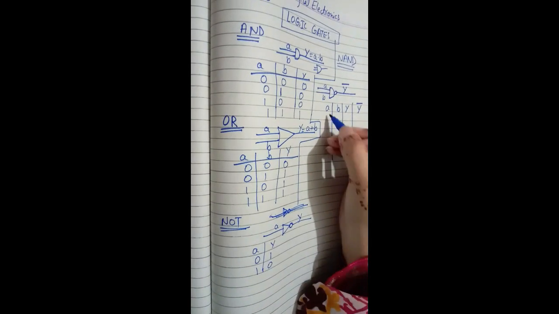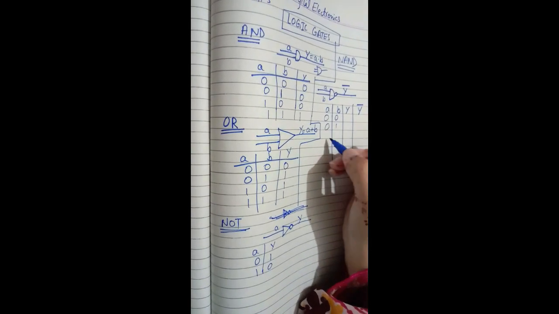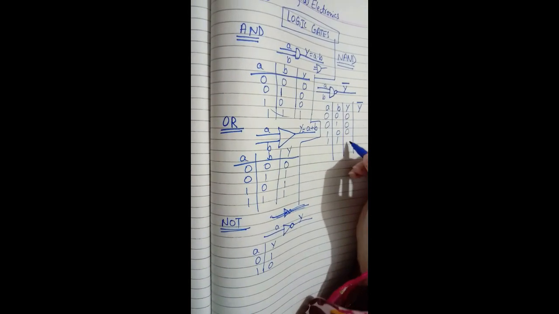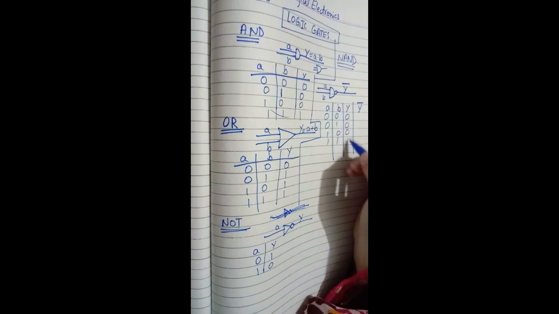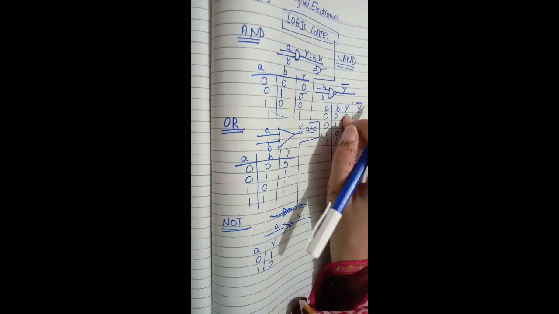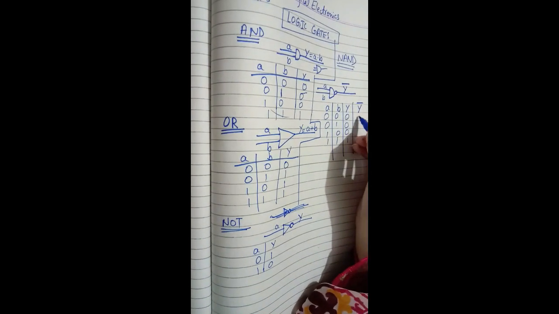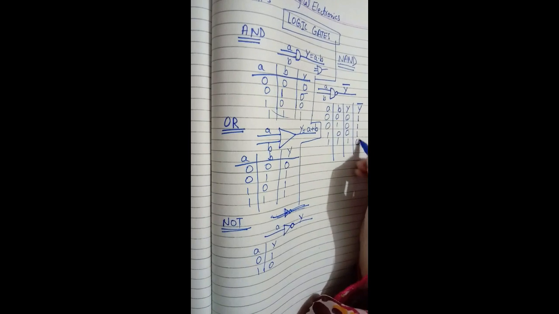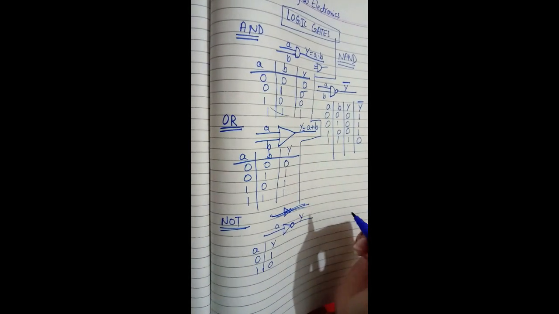A, B, Y and Y NOT: 0 0, 0 1, 1 0, 1 1. Simple, the results of the AND gate. This is 0, 0, 0, 1. When both inputs are 1, then we have the one, simple multiplication of A dot B. Now we will do its conversion. If it's 0, it will be 1, 0 will be 1, 0 will be 1, and 1 will be 0. This is our NAND gate.